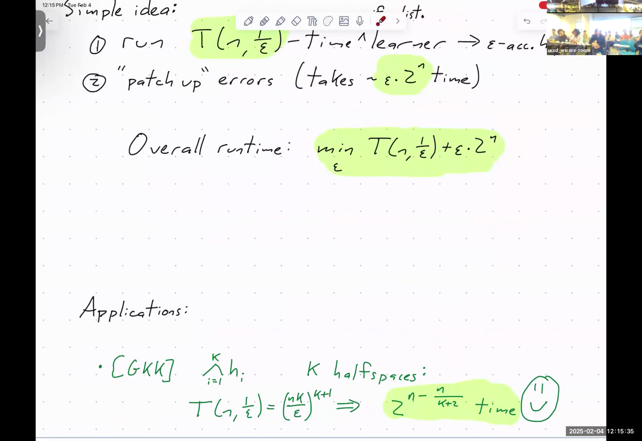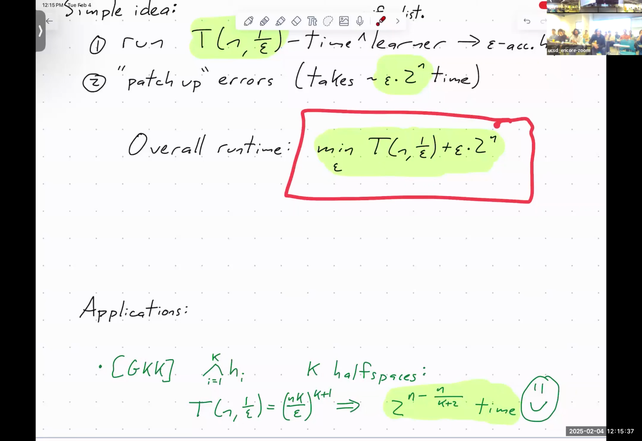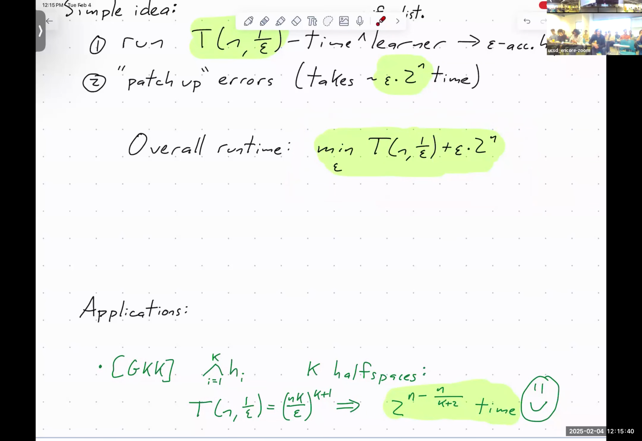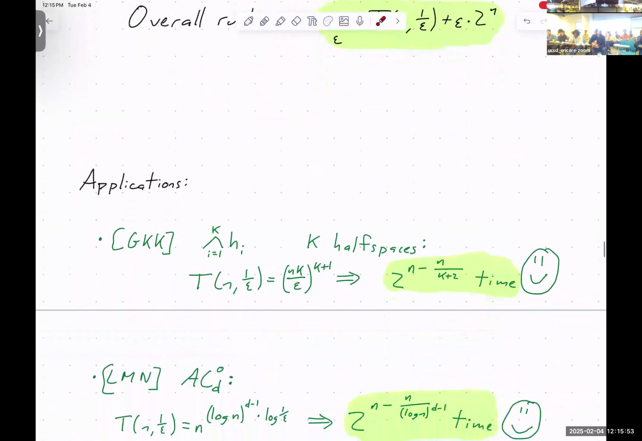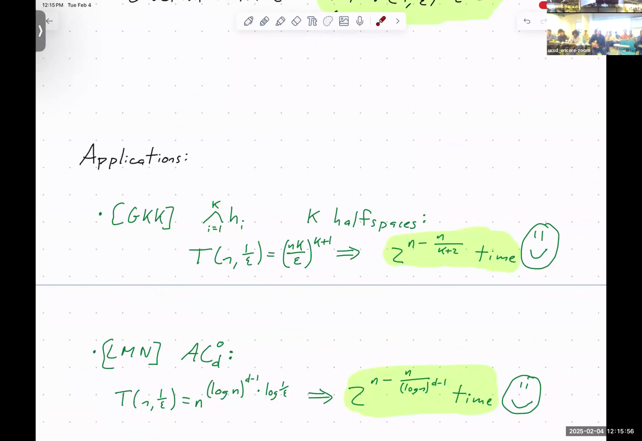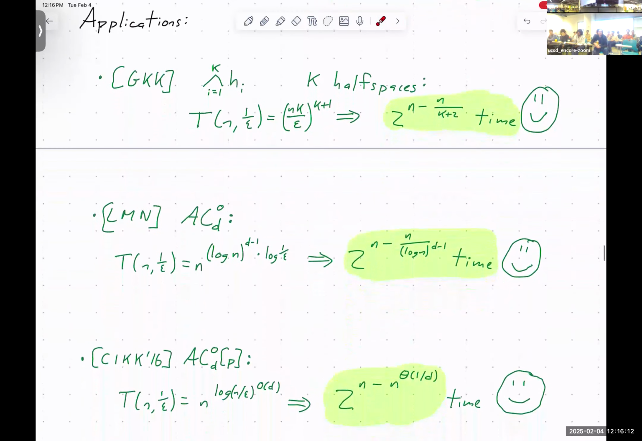So, I know you all know how to minimize a function like this depending on what t is, but just to go through a couple of examples, sometimes this works really well. If your epsilon dependence is very good, like it is for intersections of half spaces, you get a big savings, n over k in the exponent. We saw the LMN algorithm for learning AC0 depth d. We have a log 1 over epsilon in the exponent, and you work it out, and you still get a pretty good savings, n over log n to the d. So the savings is going down because the epsilon dependence of the uniform distribution learning algorithm is getting worse.